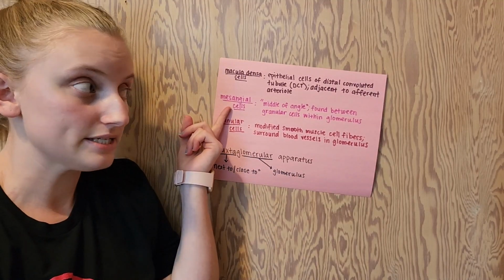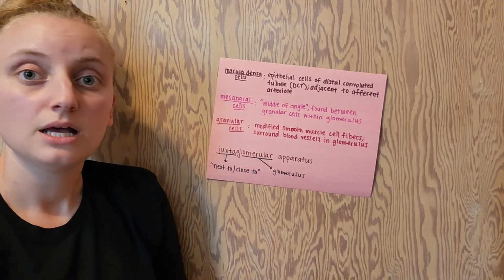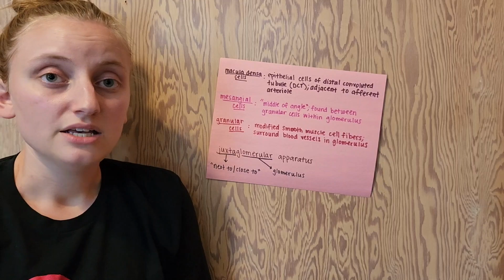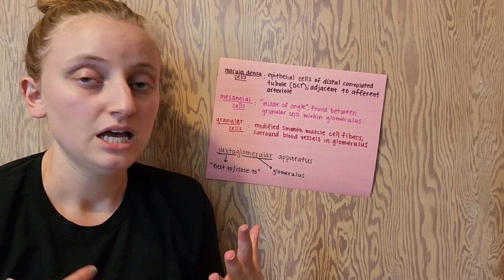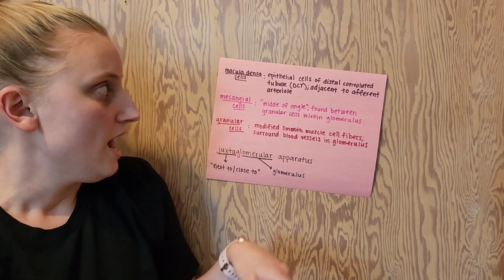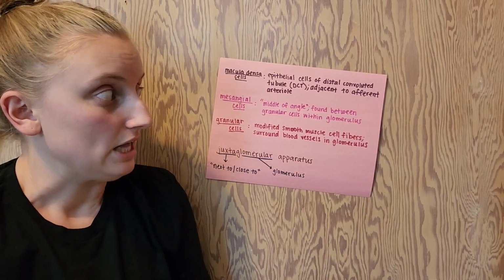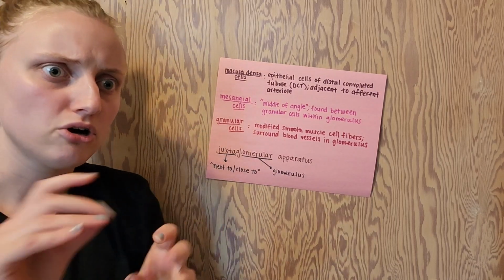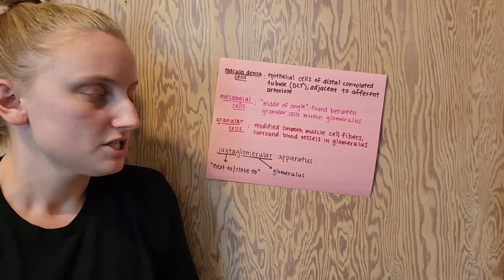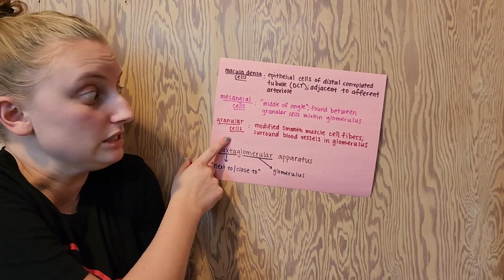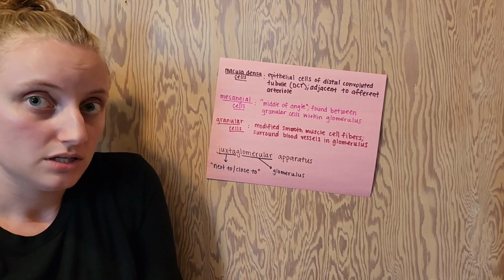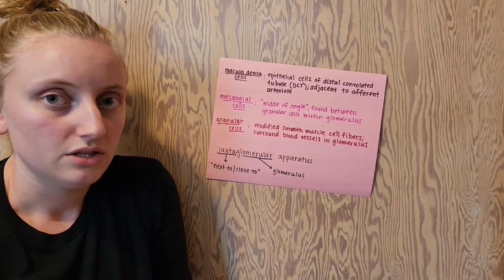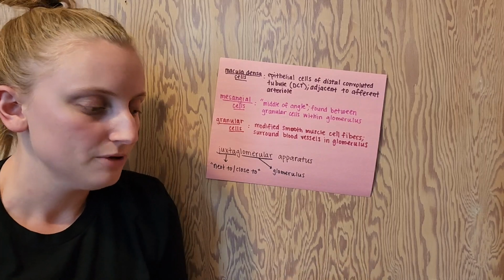Next, we have mesangial cells, and this name literally means middle of angle. The angle in this situation is formed between the afferent and efferent arterioles of the glomerulus. And these cells are found between granular cells within the glomerulus. They're found between our vessels, and then they're also scattered amongst the glomerulus. Finally, we have granular cells, and these are modified smooth muscle cell fibers, and they surround the blood vessels within the glomerulus. So they're found all over.